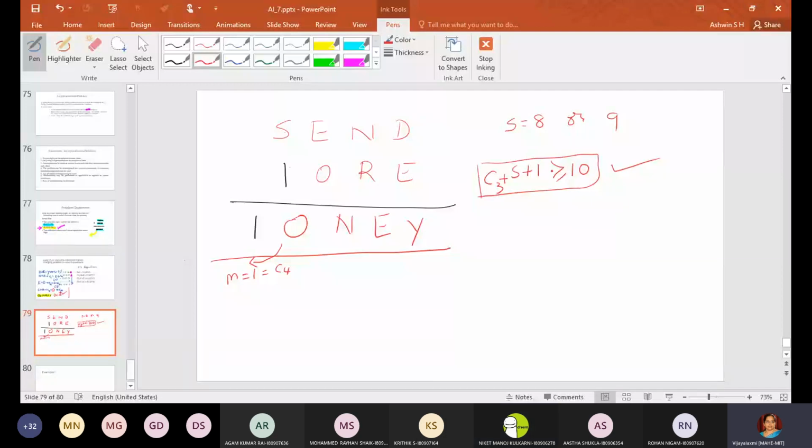Right. Okay. Now, based on this, S has to be either 8 or 9. Why, you know? If it is 9, then C3 will be 0. Right? Yes, ma'am. If S is 9, then C3 will be 0. If S is 8, then C3 will be 1. Now we have to calculate. Okay? Okay, ma'am.